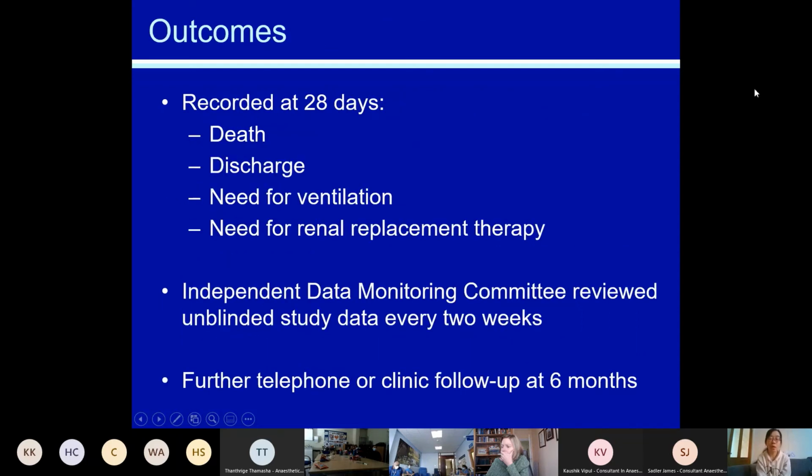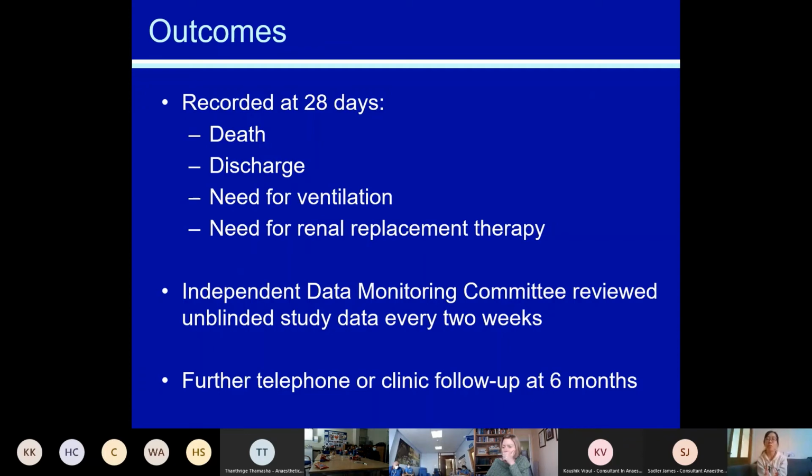The outcomes for all the treatment arms are recorded, like I mentioned before, at 28 days. So are they still alive at 28 days? Have they gone home at 28 days? Have they needed mechanical ventilation, and have they needed renal replacement therapy? Death was the primary outcome, and then discharge, ventilation, and renal replacement therapy were the secondary outcomes. I'm sure it was to get it through ethics.